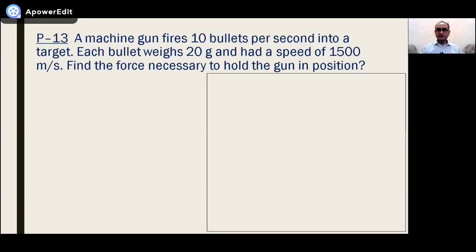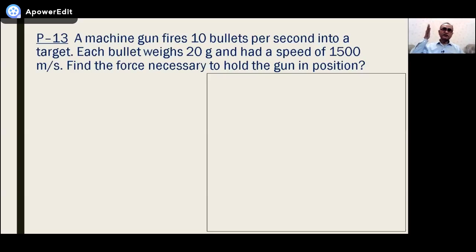And another thing is given, speed. The speed of each and every bullet is same. What is the speed over here? 1500 meter per second. Okay, and what is the task here? That we are asked to find the value of the force to hold the machine gun.